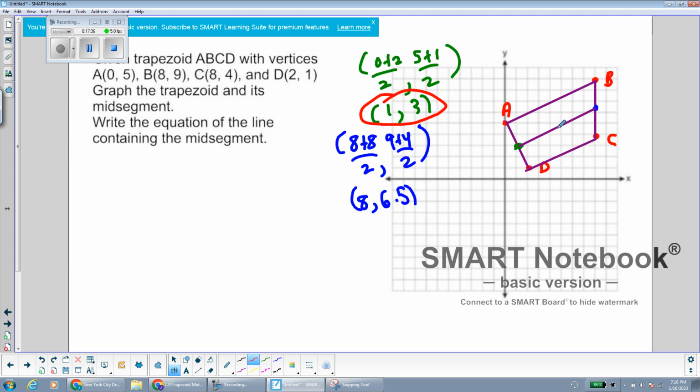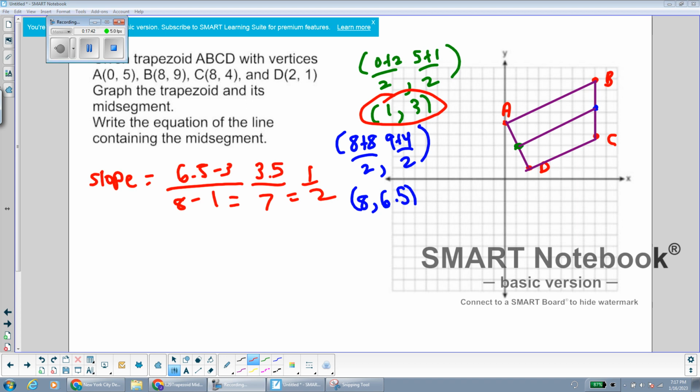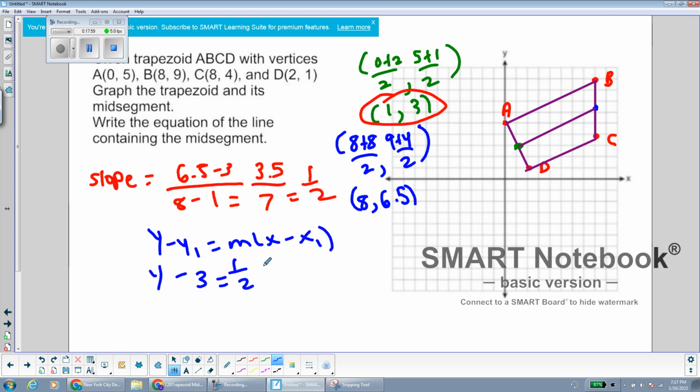You need the slope of the midsegment, so please pause the video and take a second to find the slope of the midsegment. And the slope of the midsegment does work out to be 1/2. So now that I have a point and a slope, I can use point slope form to really easily write the equation of the midsegment. I'm going to plug in the y coordinate of my point for y1, my slope for m, and the x coordinate of my point for x1. And that's a really good equation of the midsegment.